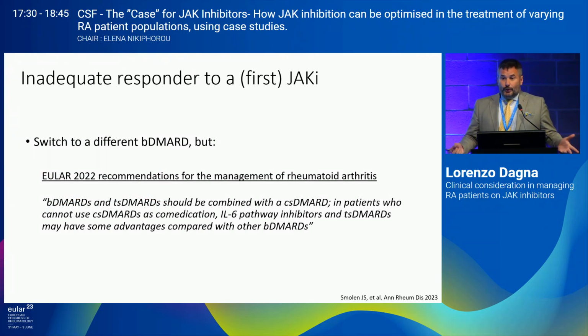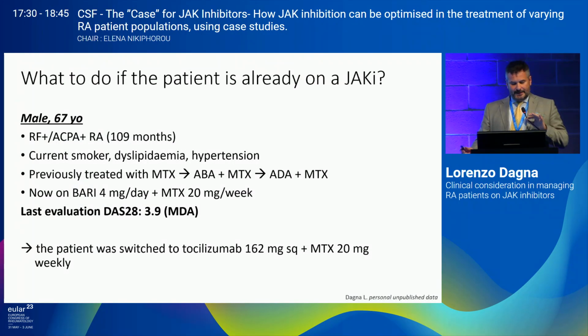For example, we know, again from the recommendation, that there are data supporting that if a patient is in need of monotherapy, as Professor Nash also pointed out before, he or she will probably get more advantages by taking a JAK inhibitor or an interleukin-6 inhibitor. And so if we have some inherent problems with interleukin-6 inhibition, a JAK inhibitor may be the solution. So in this specific case, this patient was considered at risk. He's 67, a current smoker, dyslipidemic, hypertensive, and he had active disease, and he was switched to tocilizumab 162 mg weekly, plus methotrexate.